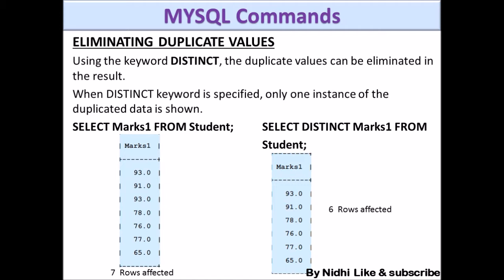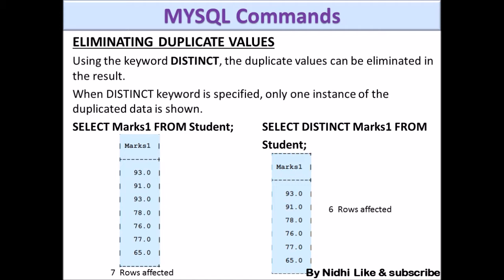Okay, if we put the distinct keyword before marks 1, then 93 is included only one time. In the second query you can see that 93, then 91, then the second 93 is not included, because with the distinct keyword the duplicate values are eliminated in the result. So you will get 93, 91, 78, 76, 77, 65. Earlier it was 7 rows, but with distinct you get only 6 rows.